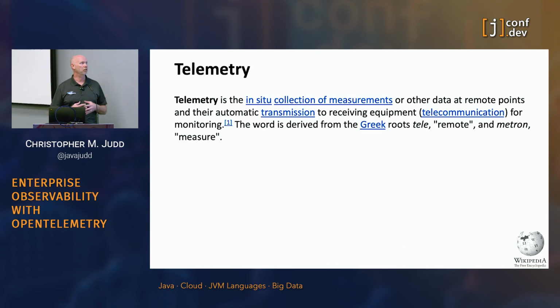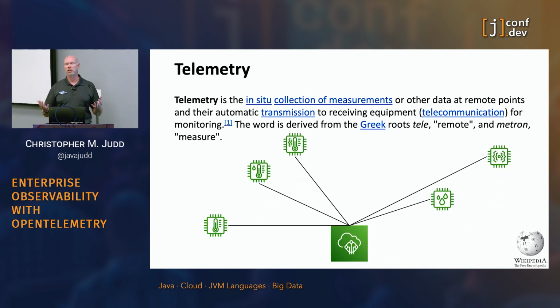So what is the word telemetry and OpenTelemetry? Well, that's being able to gather metrics from remote locations. And I actually love the Greek where it came from, which is tel for remote, and metron for measurements. And I think the easier way to think about this is in an IoT environment.